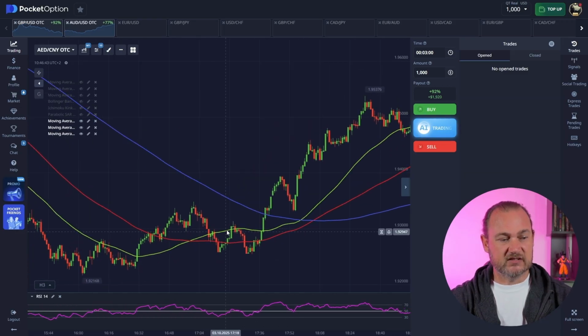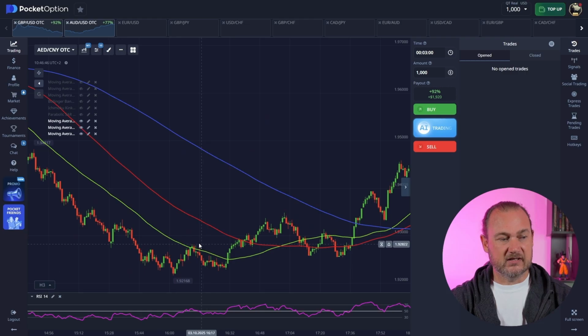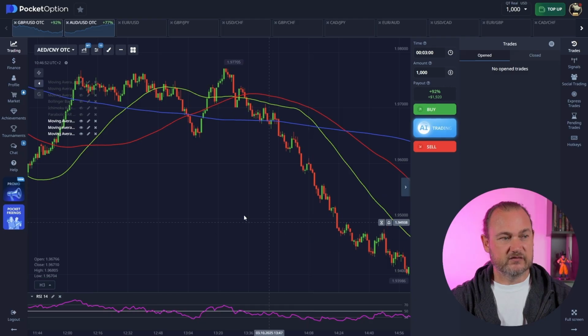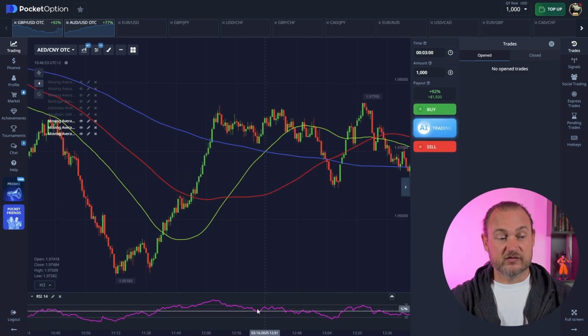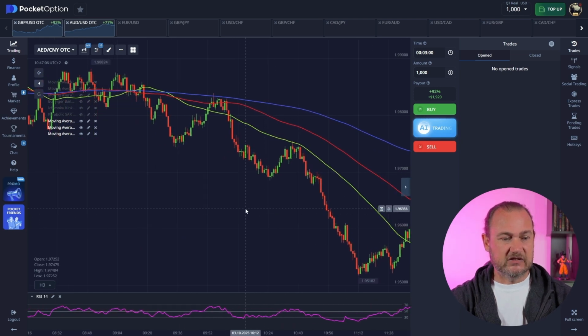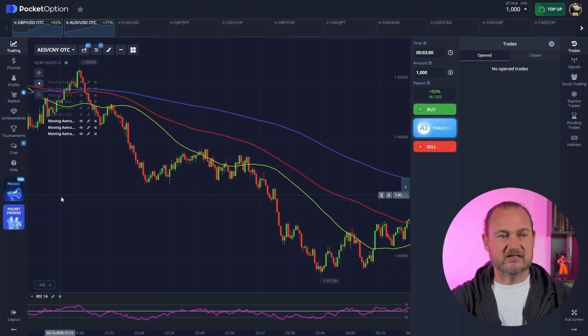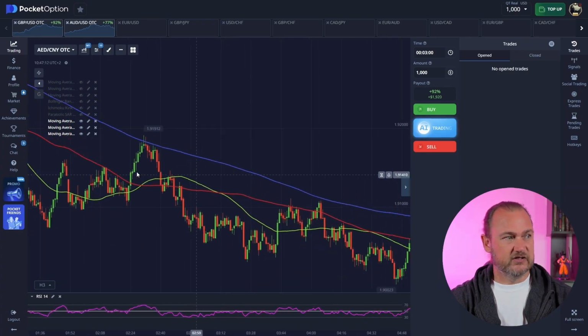So I'll be waiting for attempts or touches of the moving averages, and I would also then wait for my RSI to just test the 50 line. I prefer it not to be broken. I do not like it if it breaks through like this area here. I don't like it if it breaks through quite a lot, but you will often get areas where price is simply tested. It touches beautifully.